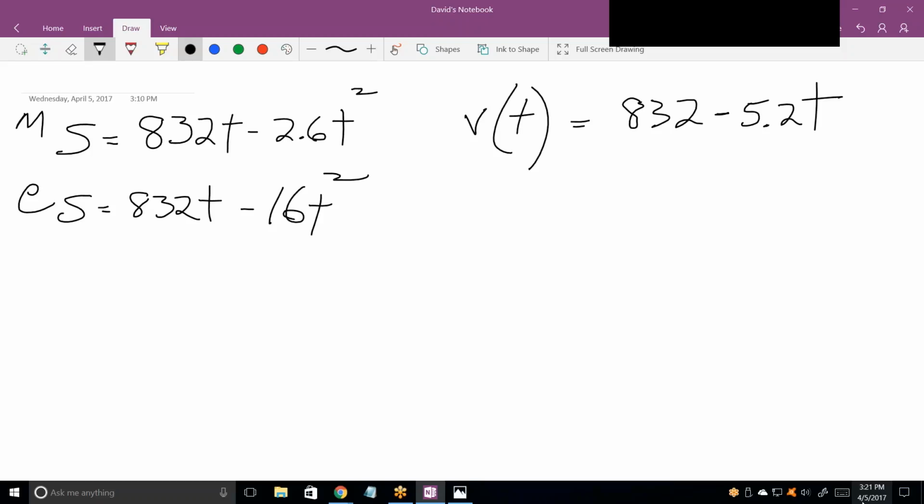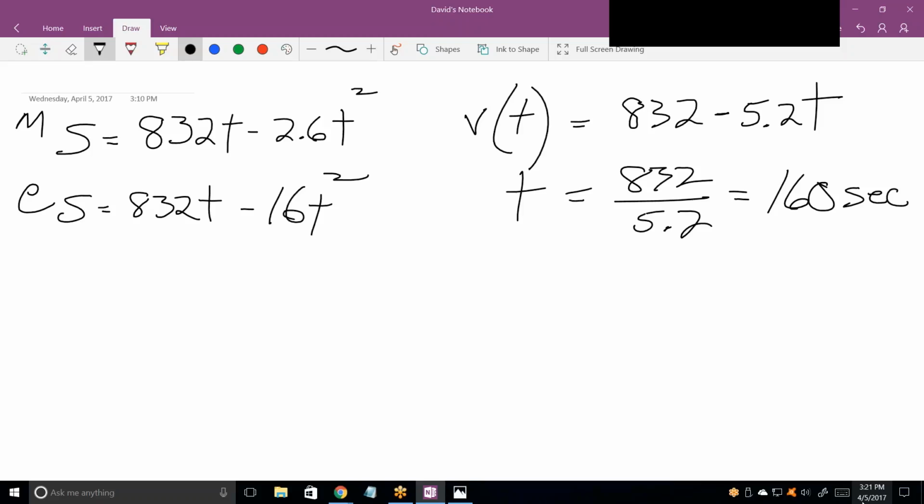And we know there's only one place on the path of that bullet where the velocity is 0. And that's the top. So you get t equals 832 divided by 5.2, which is what? That will be 160. After 160 seconds, the bullet is at the peak.